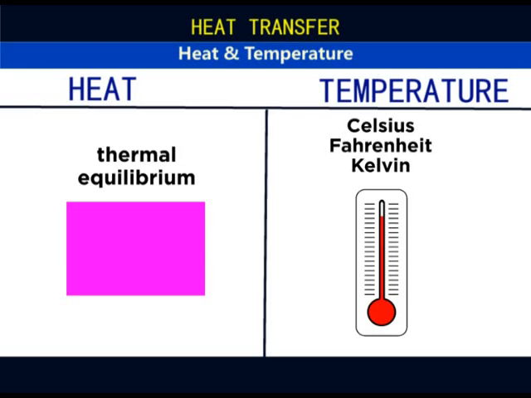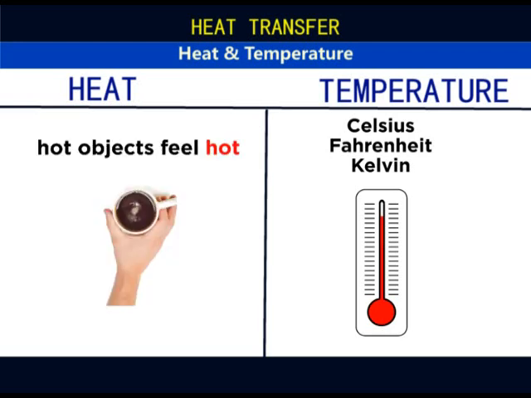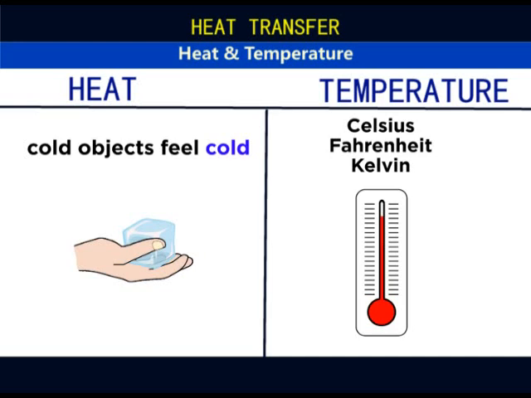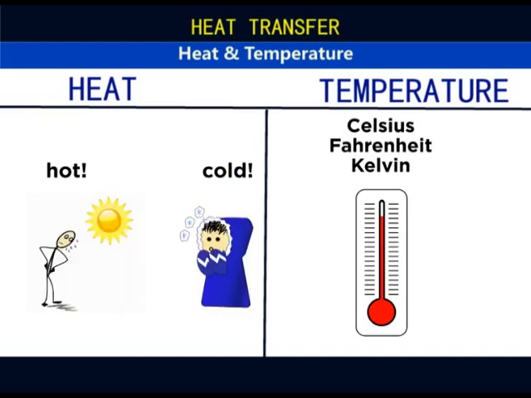And this is why hot objects feel hot and cold objects feel cold, because a hot cup of coffee, which is hotter than your hand, will transfer heat into your hand, while a cold piece of ice, which is colder than your hands, will cause heat to be transferred out of your hand into the ice. These events produce the hot and cold sensations that we feel in our everyday life.